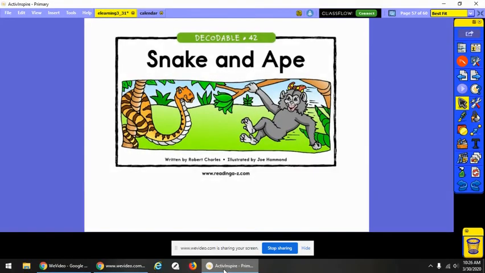Called Snake and Ape. And you'll see this on your Reading A to Z assignments. You can go read it. Also, on Reading A to Z, if you want me to hear you read, there's a little blue microphone in the top right corner. You can click on that and it'll record. You can record yourself reading and send it to me, and I'd love to hear you reading. I just put this one for you to listen to because I want you to find the vowel consonant E words like snake and ape. Okay, so let me click on it and it'll take us there.